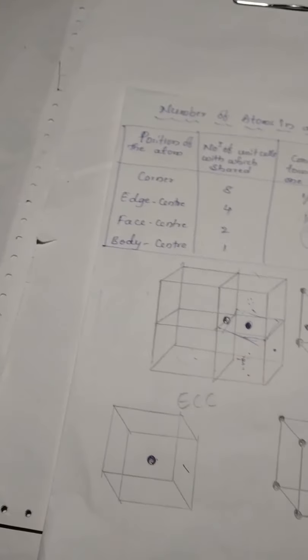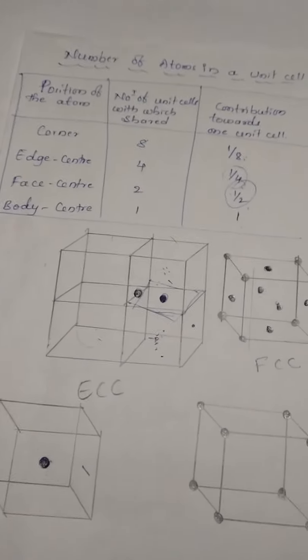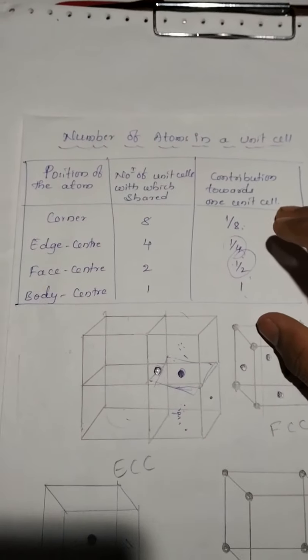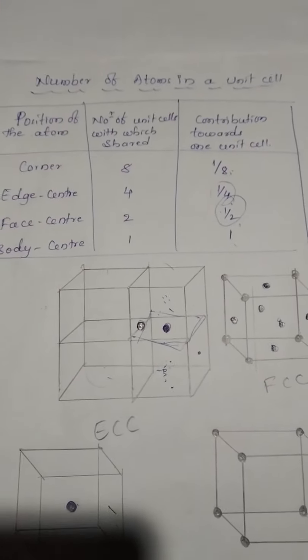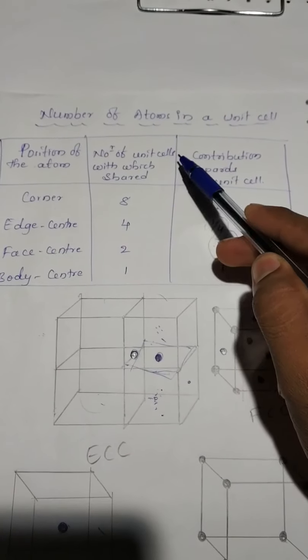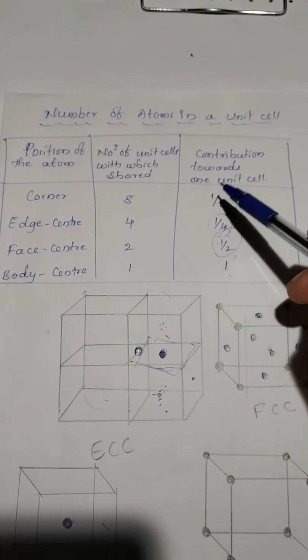Okay. Now let us study about the number of atoms in a unit cell. Before understanding the number of atoms in a unit cell, first you should understand this. See this table: position of the atom, number of unit cells with which it is shared, contribution towards one unit cell.